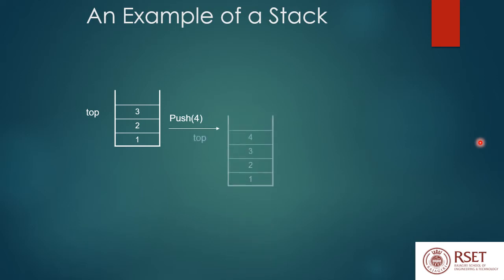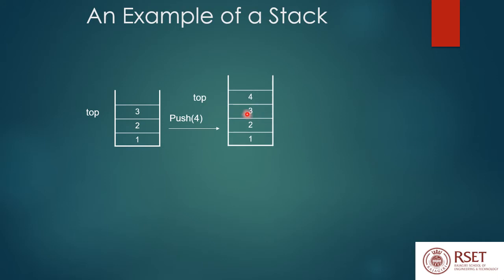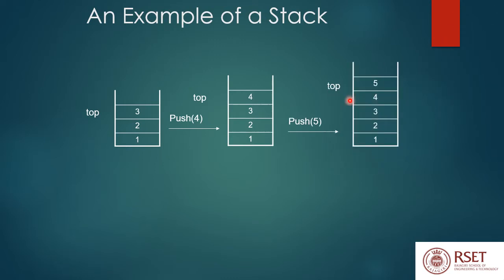Here you want to push 4 into the stack. You'll be pushing through the top. 4 occupies the position above 3 and top is repositioned to 4. Next, you have to push 5. Push 5 means you will be placing it on top of 4, and again top is repositioned to point to 5. Now comes pop.